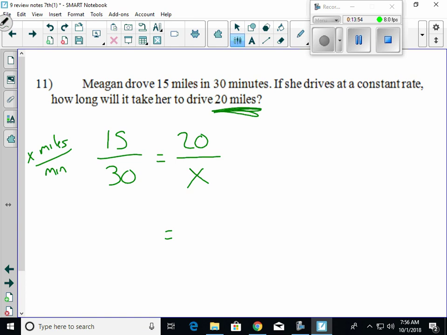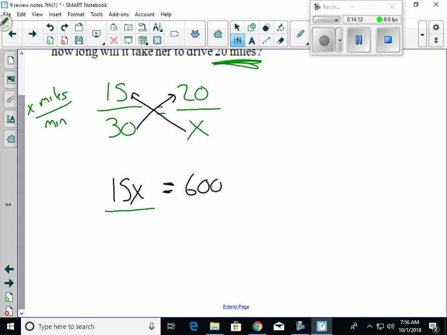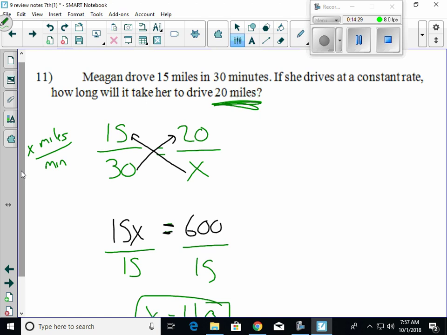Okay, 30 times 20 is 600. X times 15 is 15x. Now to get rid of the 15, to figure out what 1x is, I'm going to divide out that 15. And I get 600 divided by 15 is 40. So x equals 40. Okay, so that's another way to solve this proportion problem.